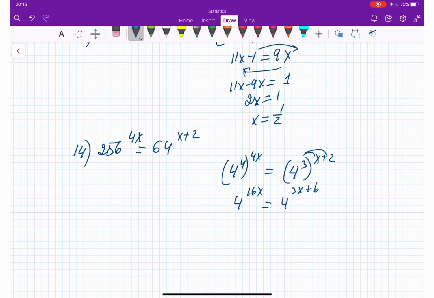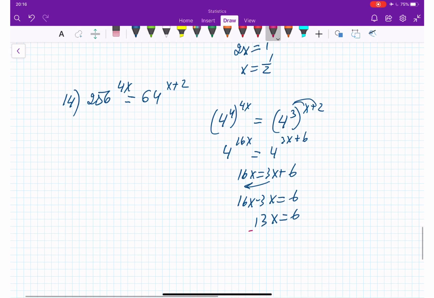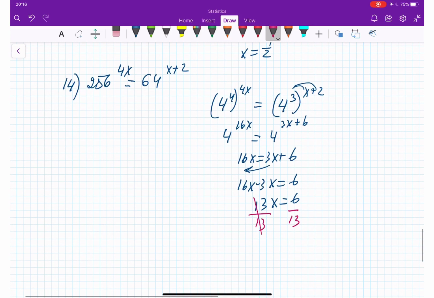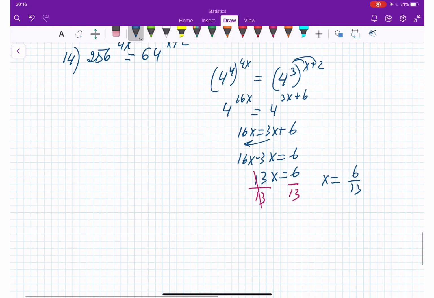Okay. So we can write down here that 16x is equal to 3x plus 6, correct? Moving 3x to this side will be minus: 16x minus 3x is equal to 6. 13x is equal to 6. Dividing by 13, we are getting x is equal to 6 over 13.